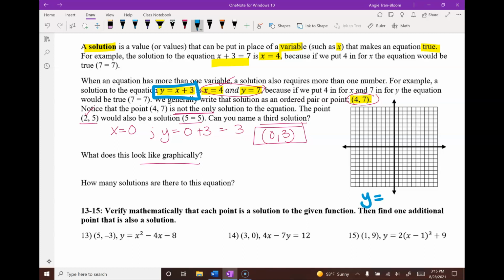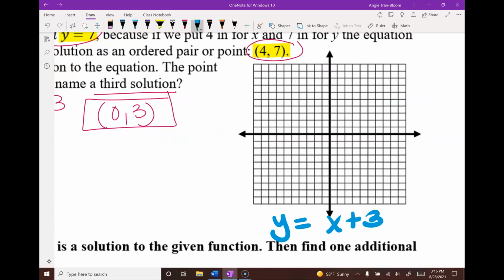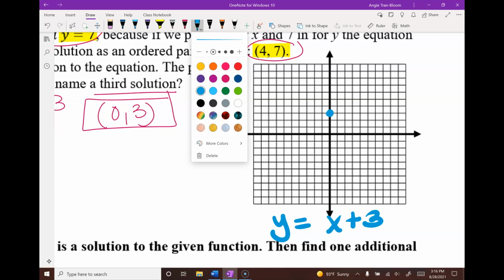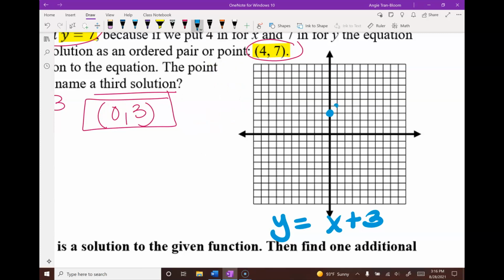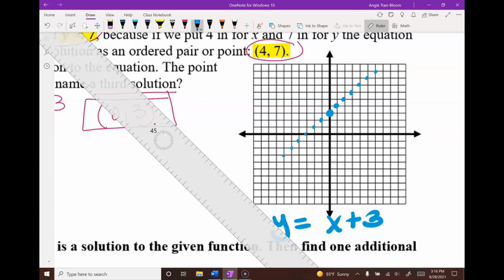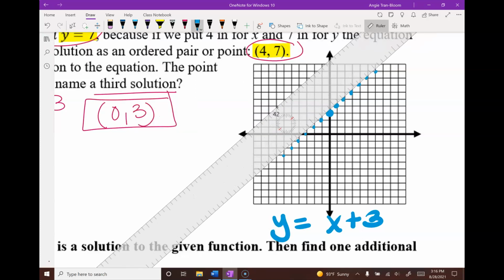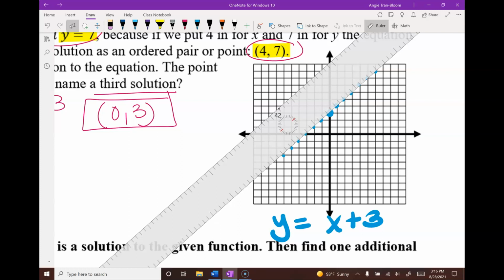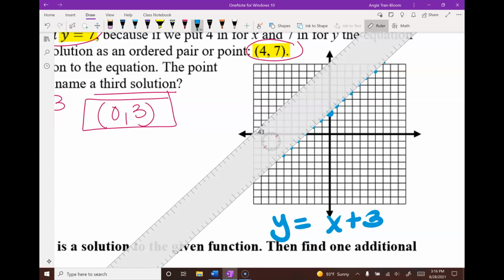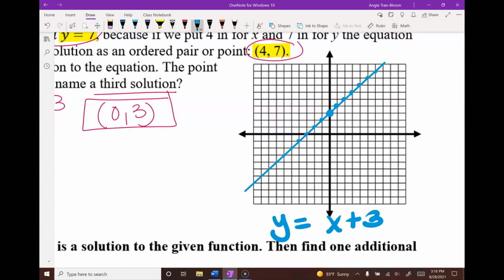So y equals x plus 3. Your y-intercept is at 3. So I'm going to go up and make a dot at 3. Your slope is going to be 1 over 1. So I'm going to go up 1, over 1, just like this. I can also go down. Remember, the more dots you make, the straighter your line's going to be. And I'm going to use my ruler and connect all my dots. Make sure it's okay, and arrows on the ends. So there is the line.